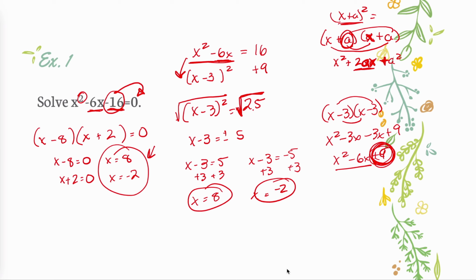The last way that we could do this is the quadratic formula, which will show up on another slide in a minute, but x equals negative b plus or minus the square root of b squared minus 4ac, all over 2a. So my Algebra 2 teacher made us sing it to the tune of Pop Goes the Weasel. X equals negative b plus or minus the square root of b squared minus 4ac, all over 2a.